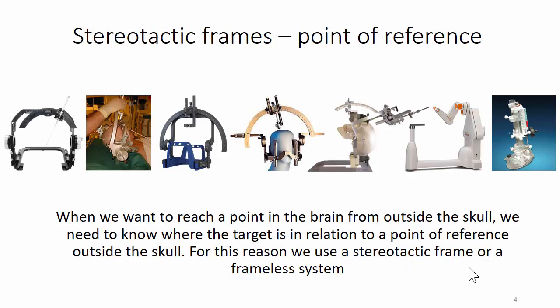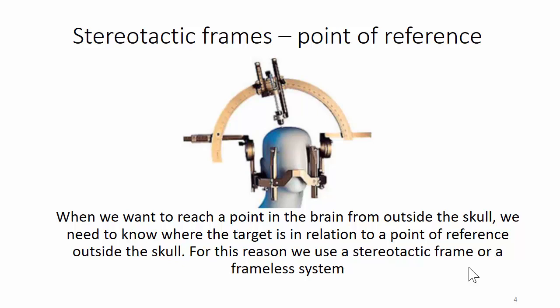When we want to reach a point in the brain from outside the skull, we need to know where the target is in relation to a point of reference outside the skull. For this reason, we use a stereotactic frame or a frameless system. There are several different stereotactic frames, many of which are only of historical interest, and we will in this lecture use the most common system as an example. If you're using another system, please look in the lecture list and consult also the specific lecture on the system that you are using.